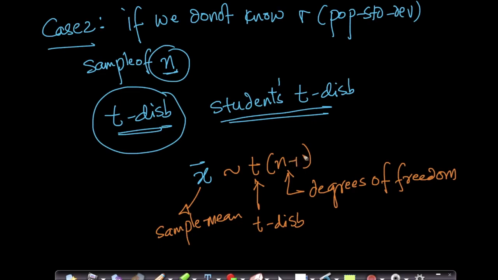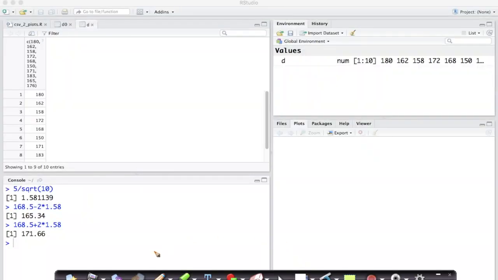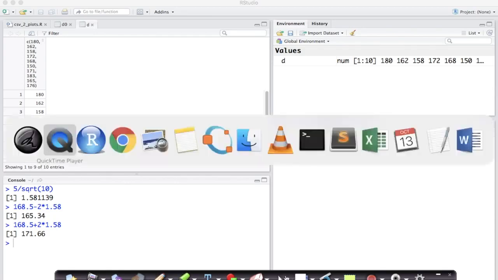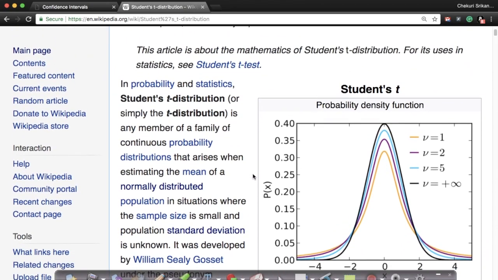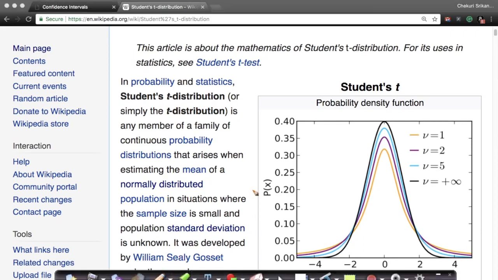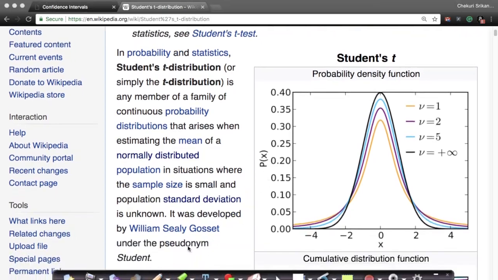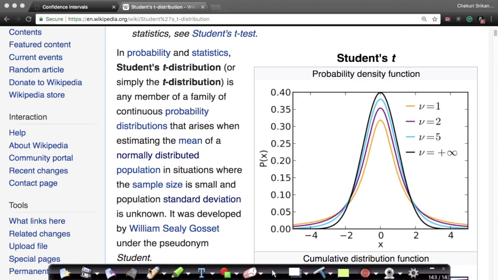Now, once you know a distribution, you can compute the 95% confidence interval. But it's not so straightforward for the t distribution. Let me pull up the Wikipedia page for Student's t distribution. The t distribution looks somewhat like a Gaussian curve, but it's not exactly a Gaussian curve. You should be careful of that.